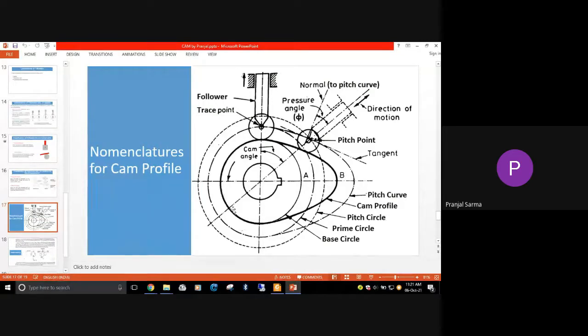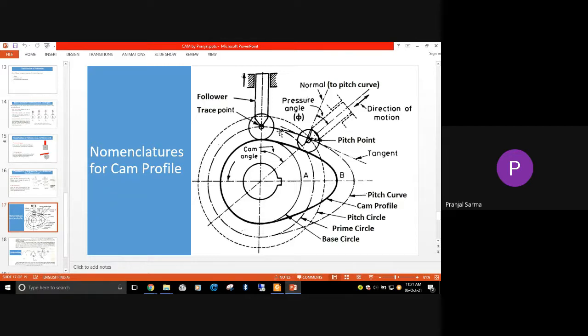The darker portion is the cam profile, and this circle becomes your base circle. Next there is one word known as the pitch curve. The pitch curve is nothing but a curve traced by the trace point. This is the trace point for this particular case. So the pitch curve is the curve traced by the trace point.